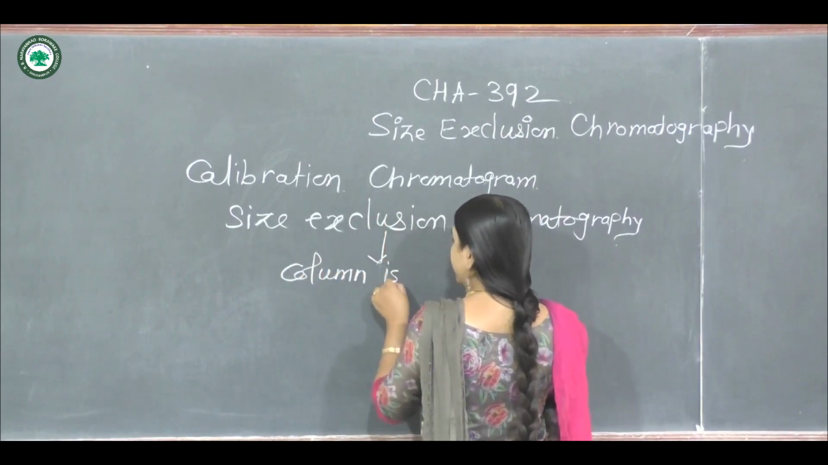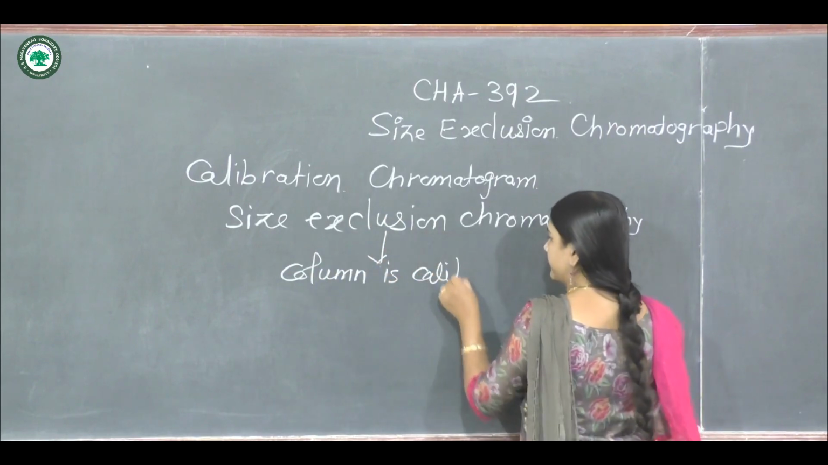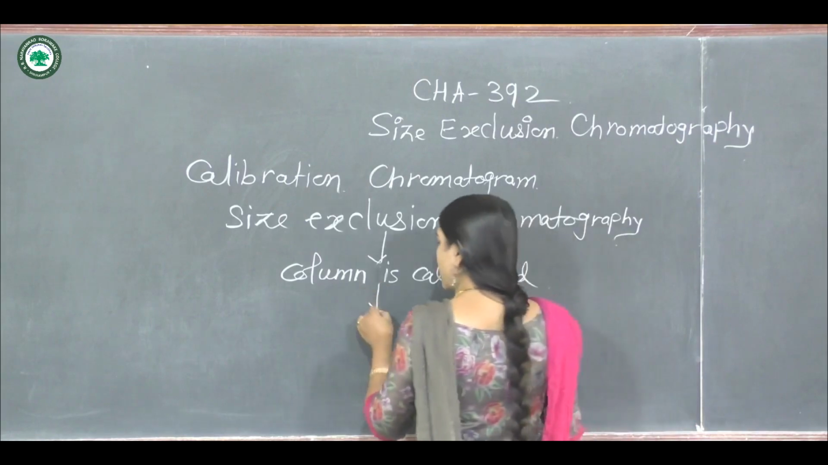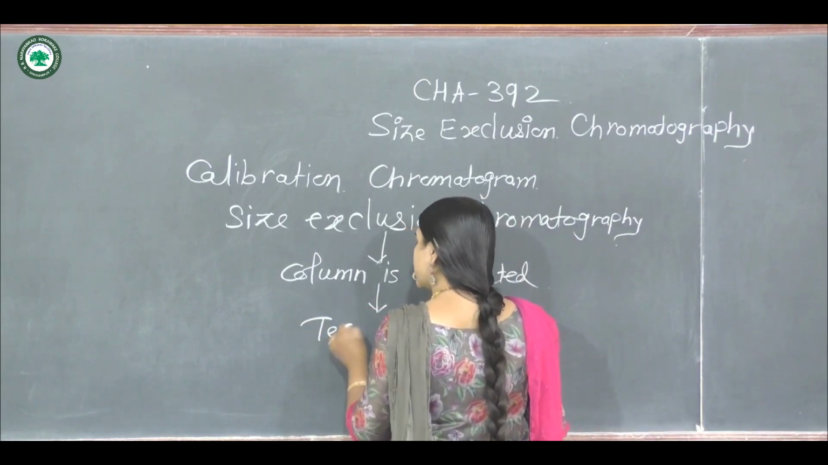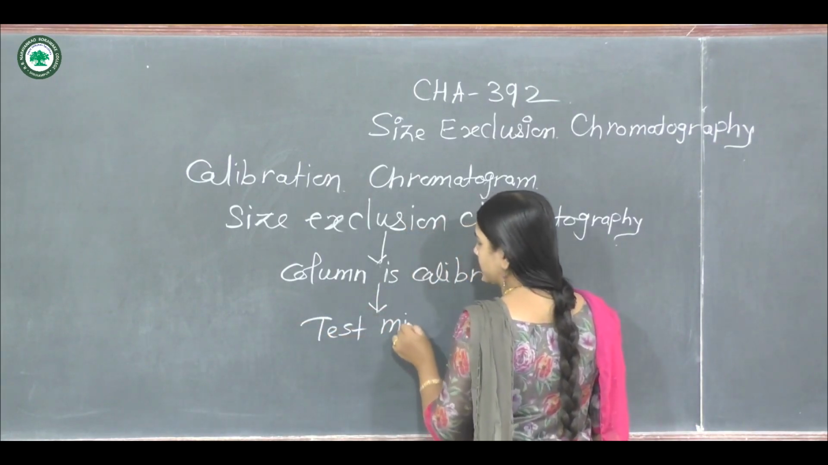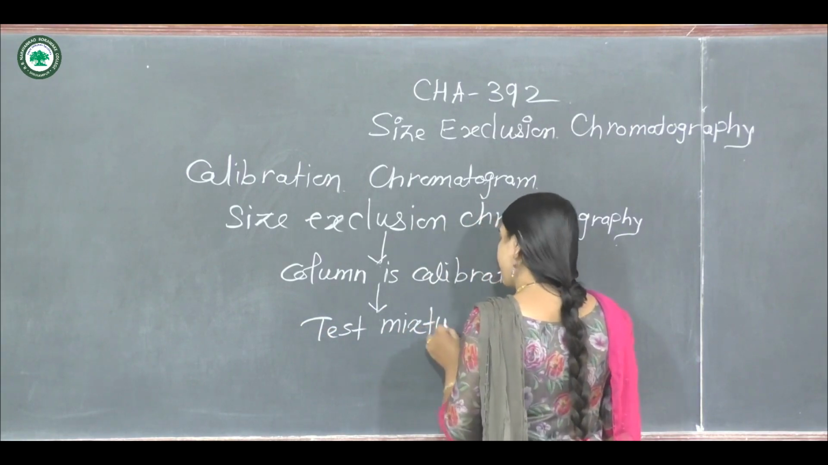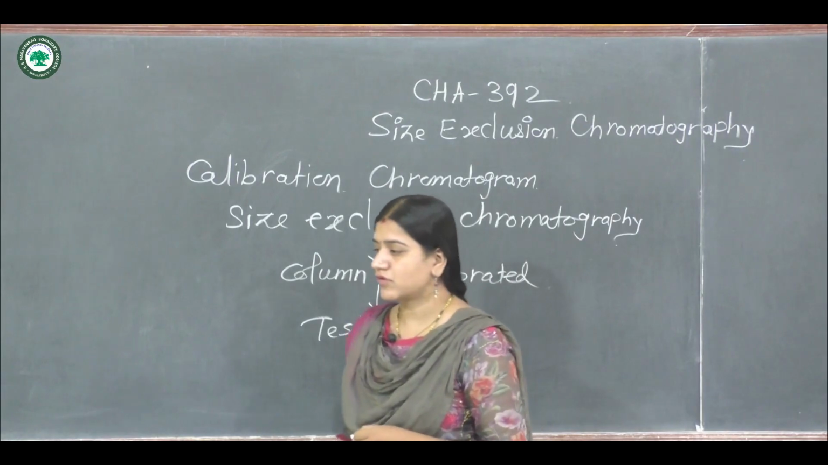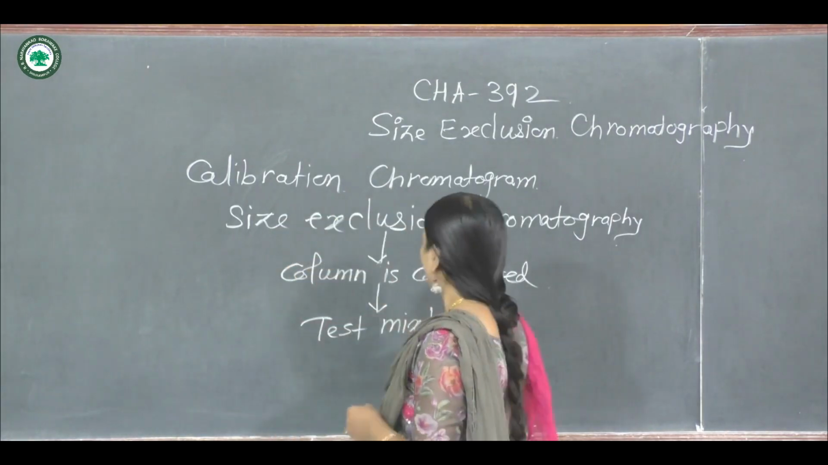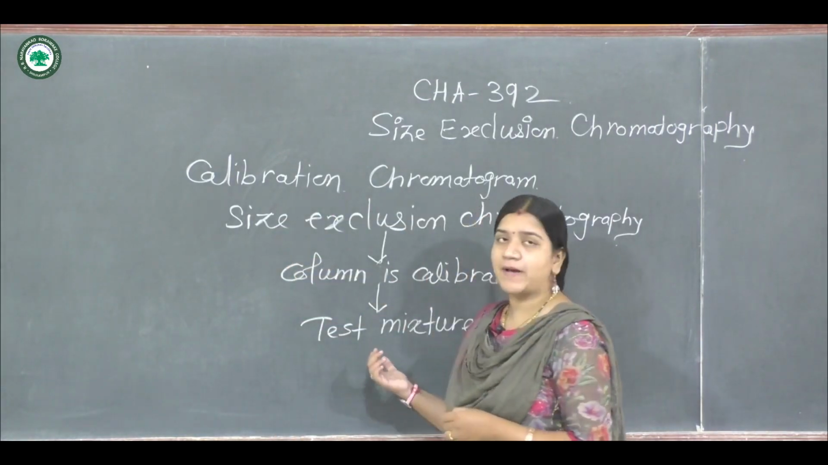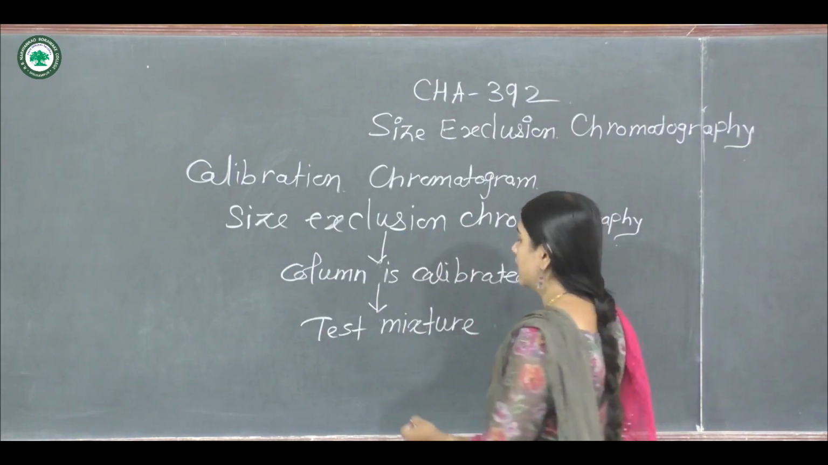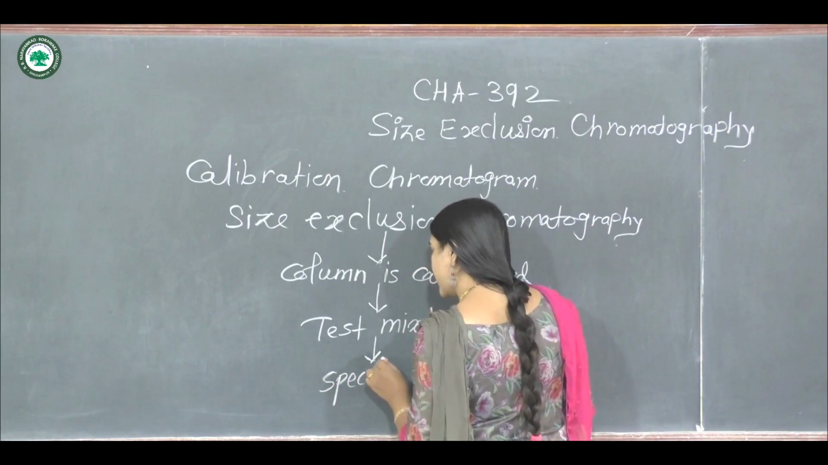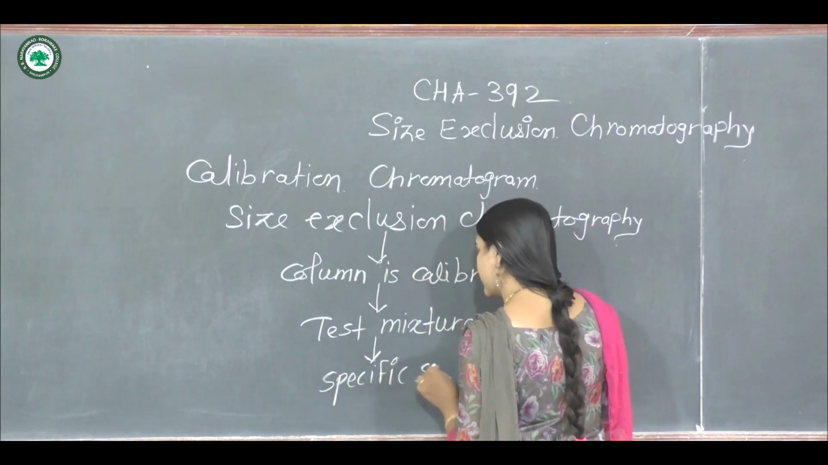The column is calibrated by using a particular test mixture. This test mixture is passed through the column, and then the column separates the components depending on their specific size.